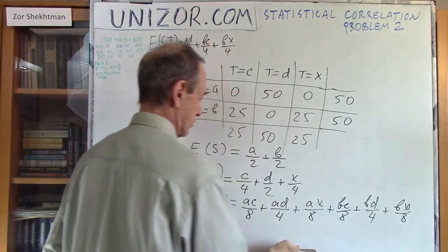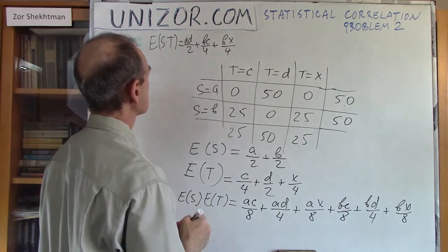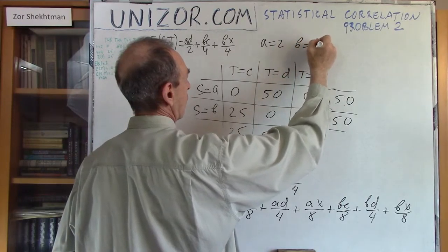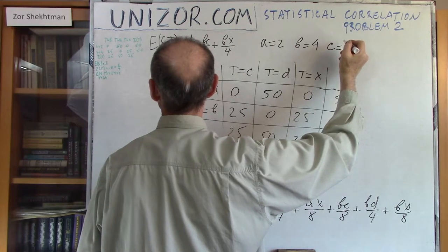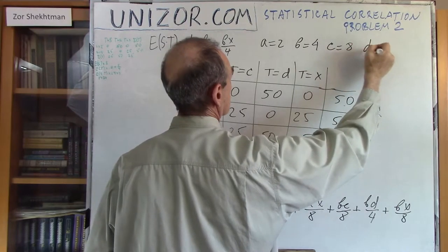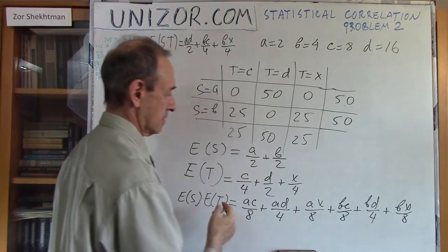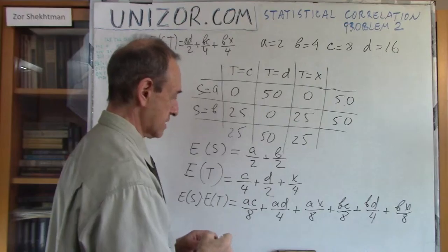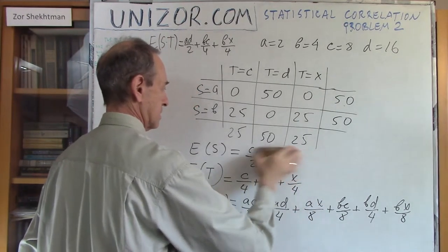I will take the values which are easy to calculate. So you see these divided by 8, etc. So I will take the following: A is equal to 2, B is equal to 4, C is equal to 8, and D is equal to 60. I just came up with these numbers for one purpose only, so these divisions will not have anything in the denominator. It will just cross out. So I don't need this.